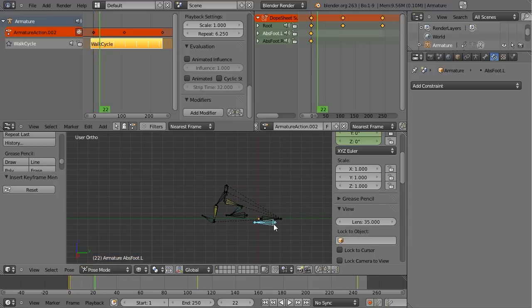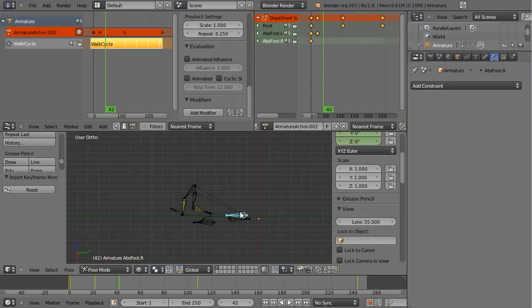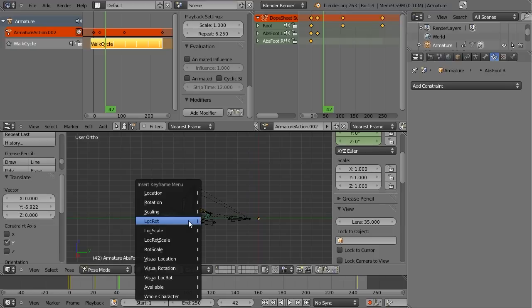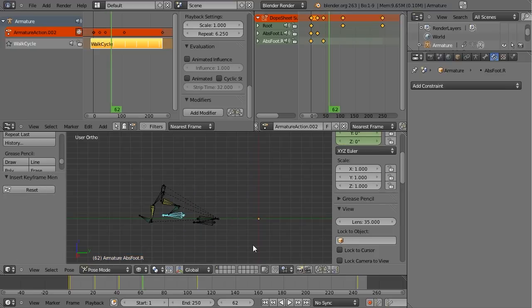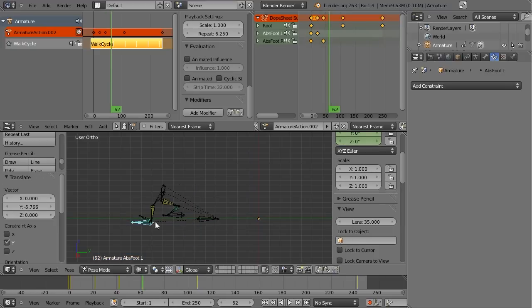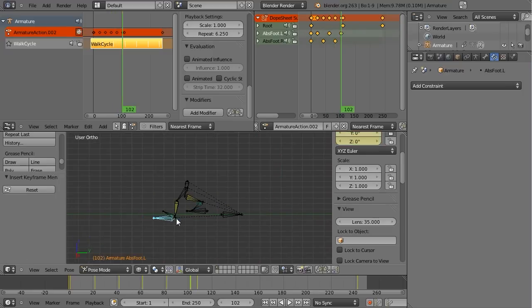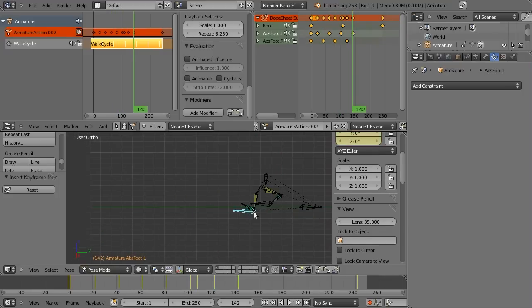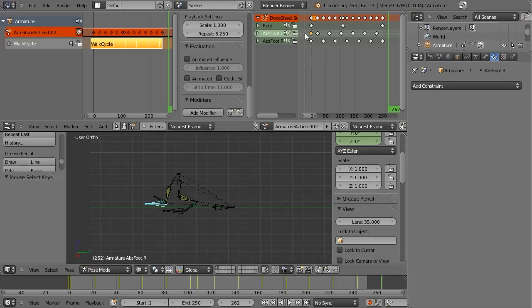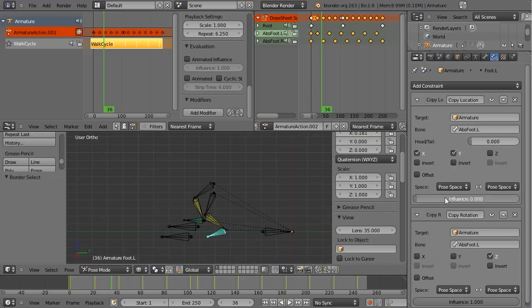In this example, one walk cycle takes 40 frames. Therefore, one stride takes 20 frames, which can be forwarded by pressing Shift plus the up arrow twice. Putting keyframes is done. Then stick to the two bones by upping the influence slider.